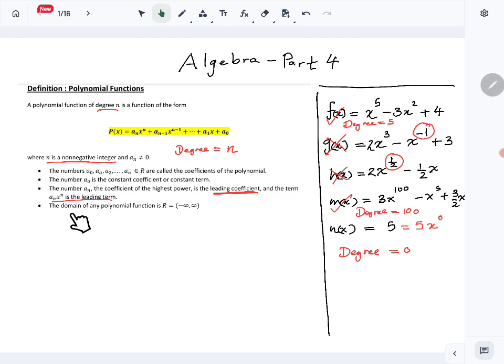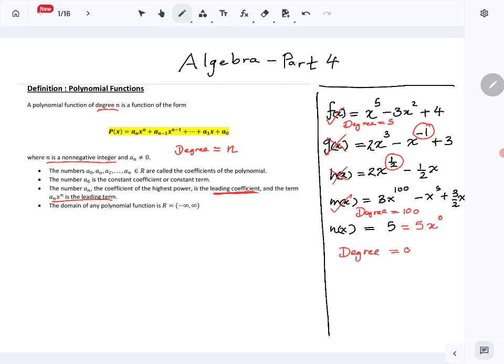Then another important fact about polynomial functions is that the domain of any polynomial is all real numbers. So you can put any x as an input, you will always get an output value. So remember that any polynomial, whatever degree, the domain is all real numbers. So f(x), we know it's a polynomial of degree 5. Domain is all real numbers. This one, m(x), degree 100 polynomial, also has a domain of all real numbers, right?